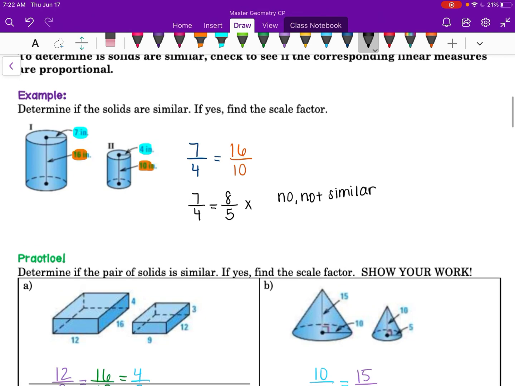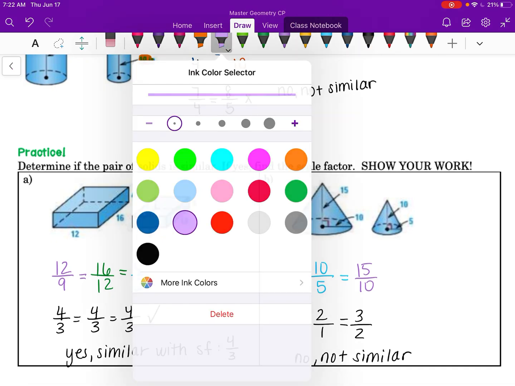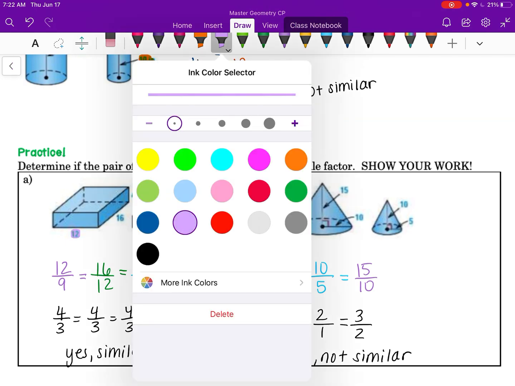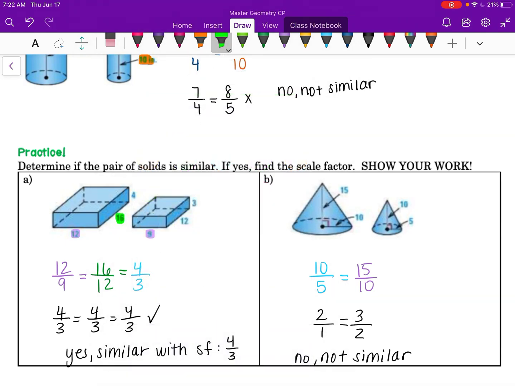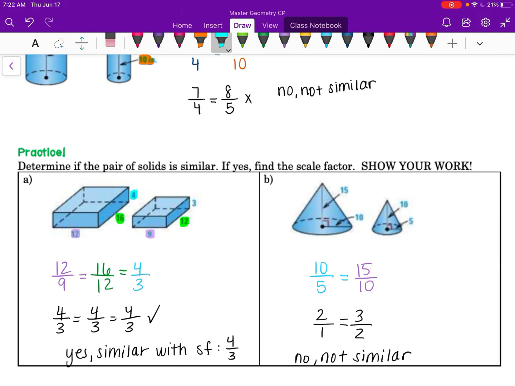So for part A here, we have first our widths, 12/9. Then we have our lengths, 16/12. And lastly, we have our heights, 4/3 for this rectangular prism, and all of those ratios simplify to 4/3. So yes, these solids are similar with a scale factor of 4/3.